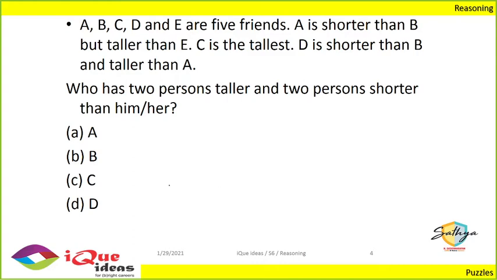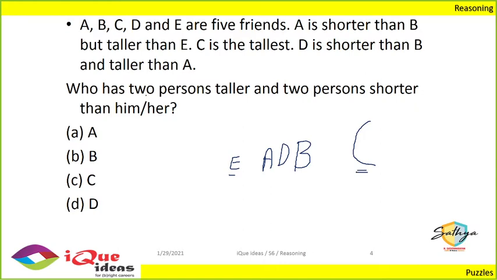Okay. So there are 5 friends. A is shorter than B but taller than E. C is the tallest. D is shorter than B and taller than A. So we have got the scale with E being the shortest, C being the tallest.